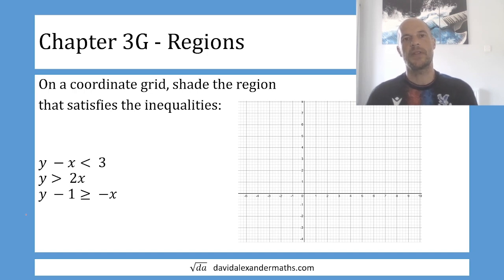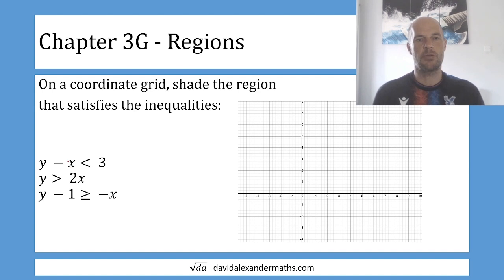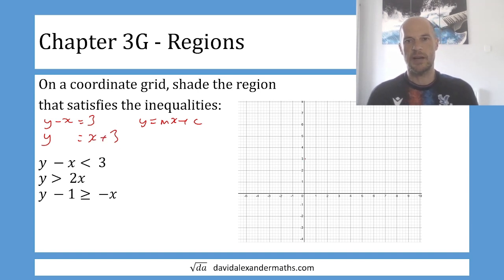So this is another topic that you would have covered at GCSE, hopefully, and this is how you need to tackle them. So first of all, ignore the inequality sign. So let's write y minus x equals 3. What I want to do is write this in the form of y equals mx plus c so that I can plot it. So in order to do that, I'm going to move the negative x to the other side, so it's positive x. So y is x plus 3. So the y-intercept is 3.